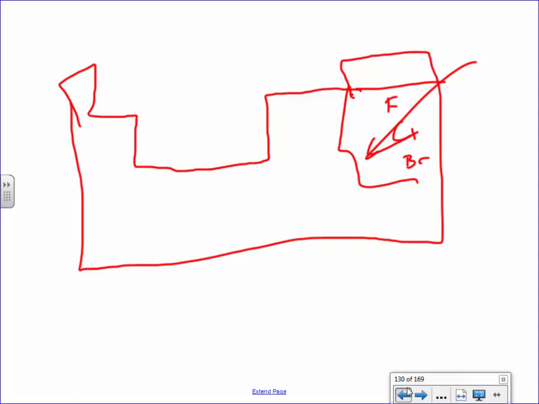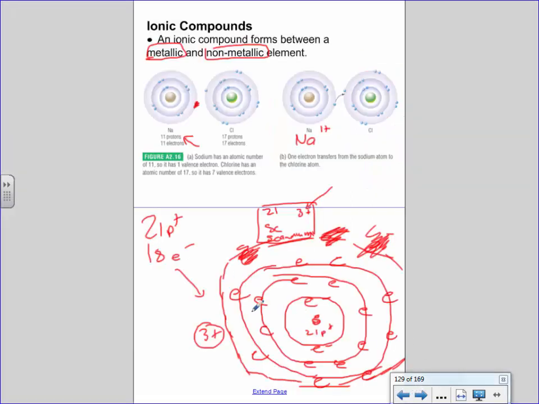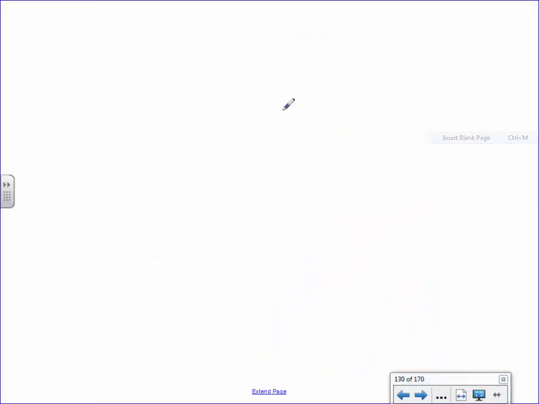Let's talk about why. I'm going to go back to this picture right here. You know how I drew one here of scandium? I'd like to draw one now of, say, let's go fluorine. So I'm going to draw a new picture of fluorine. So F for fluorine. Fluorine, if you can find it on your table, is number 9.